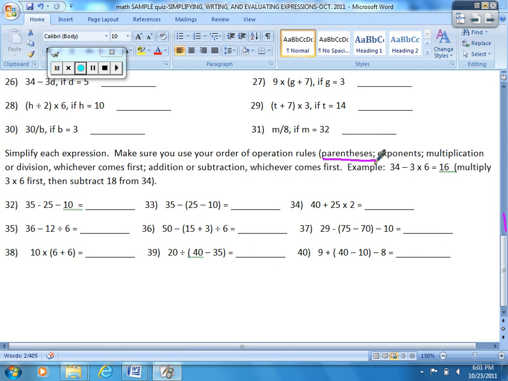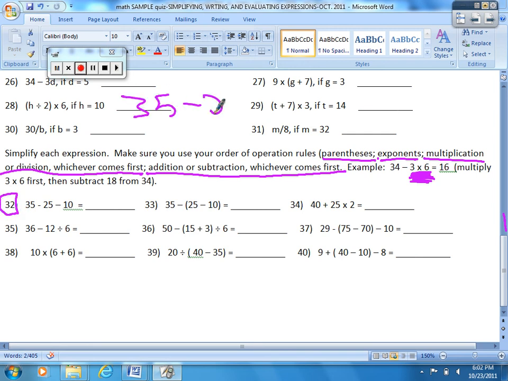All right, parentheses, exponents, multiplication or division, whichever comes first, moving from left to right. Addition or subtraction, whichever comes first, moving from left to right. I'll give an example. I have to do this first. If I don't, I'll miss it. All right, let's just do a couple of these and we're almost finished. All right, 32.